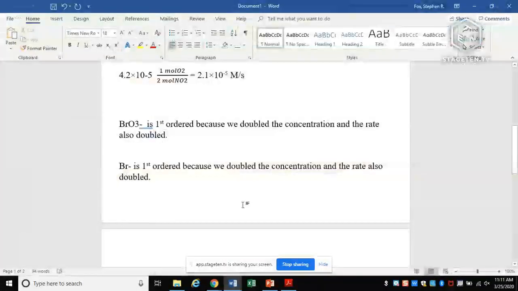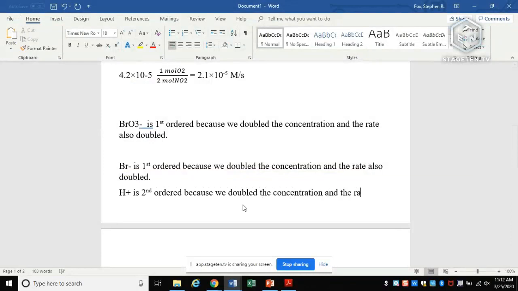All right. So again, we found H plus is second order because we doubled the concentration, the rate quadrupled.